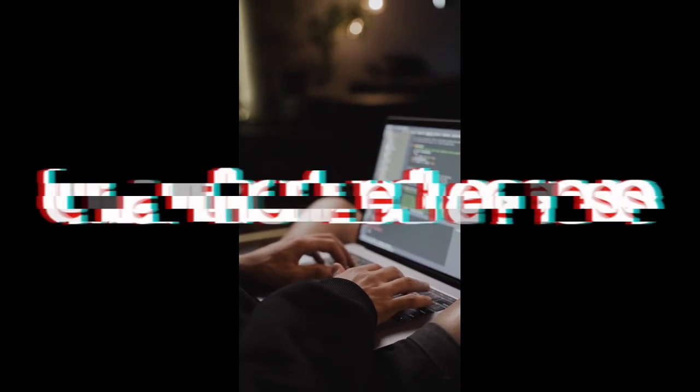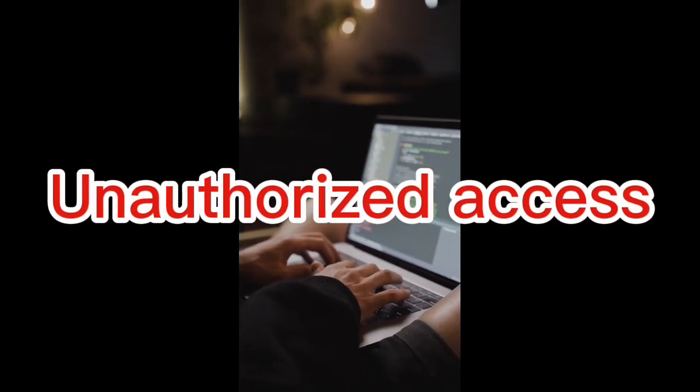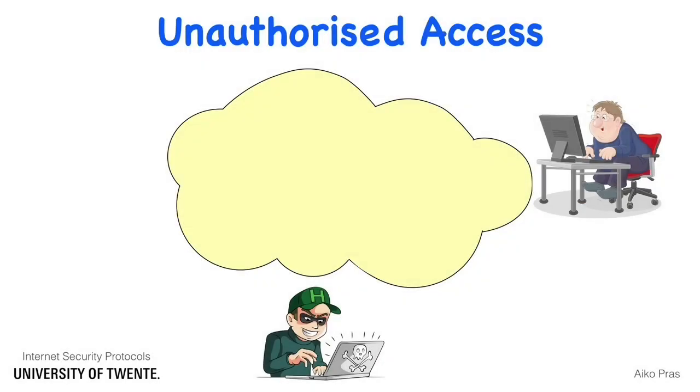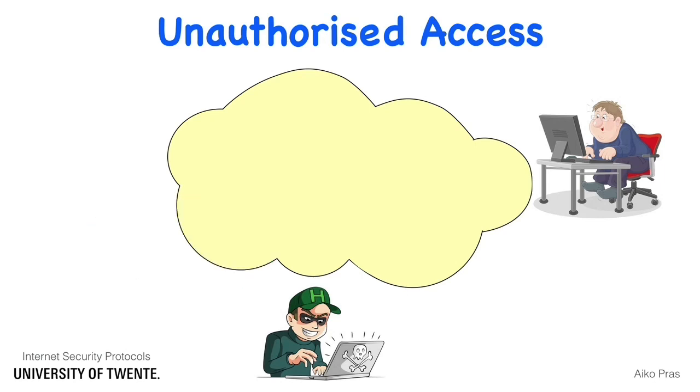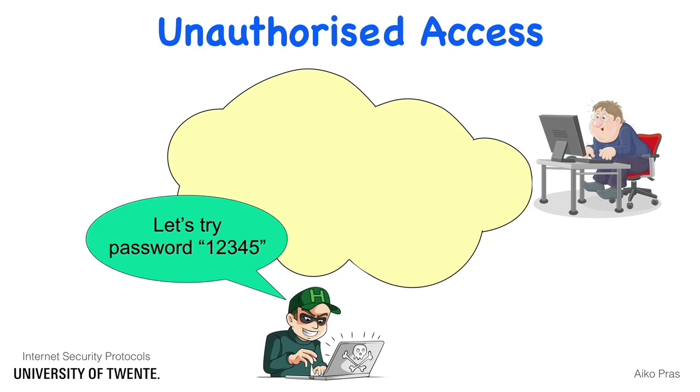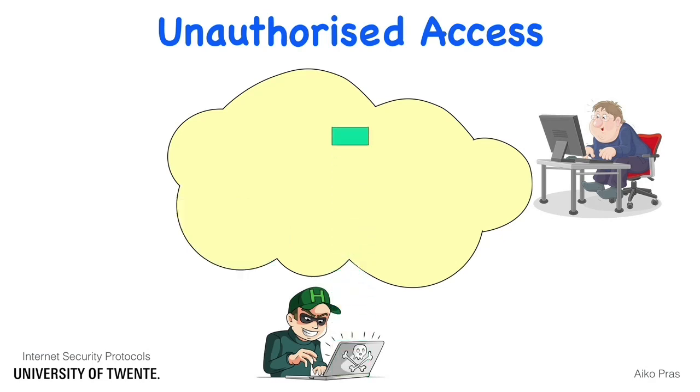1. Unauthorized access. This one is relatively simple. A hacker has somehow gotten the credentials to access your web hosting and change the website files directly. For example, assume that the attacker wants to break into Bob's system by using SSH. To get access, the attacker may try to brute force Bob's password. Assume the attacker first tries password 12345.